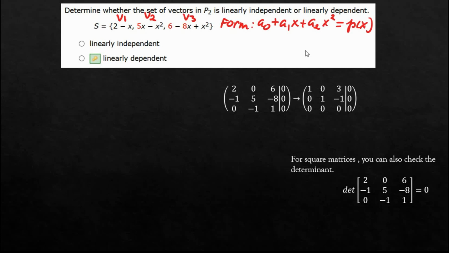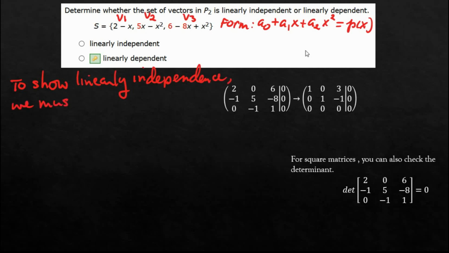To show linear independence, now I'm acting like we don't know what the answer is, right? We must find scalars. How many do we need? 3, because we have 3 vectors. We must find scalars.